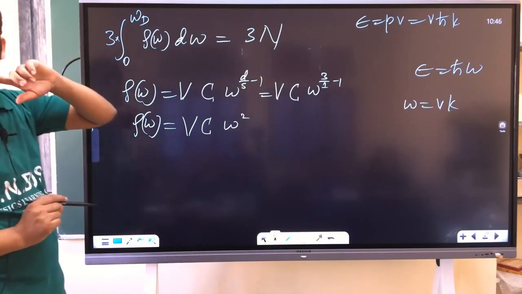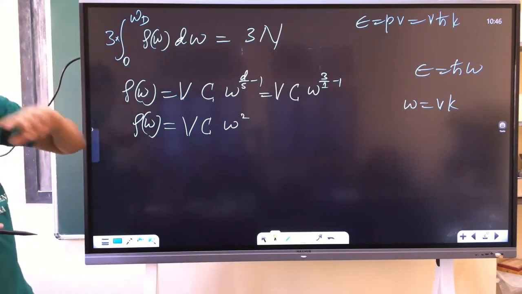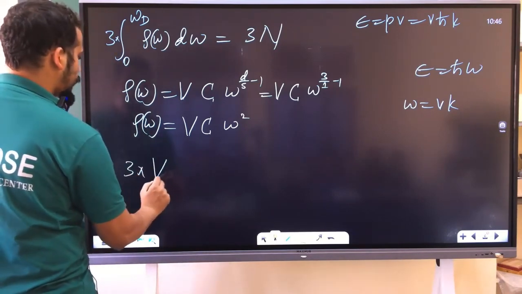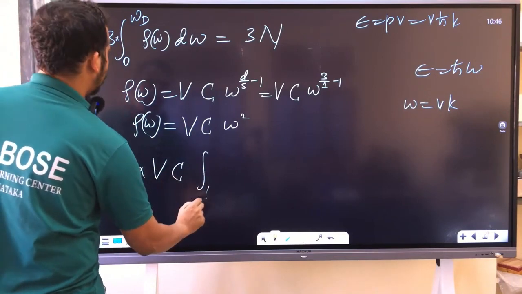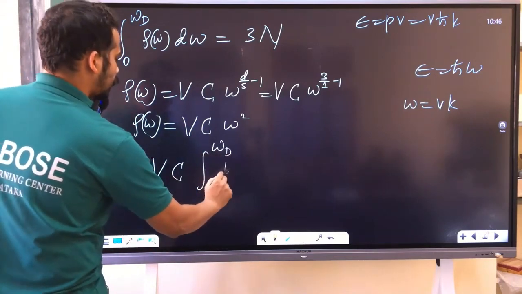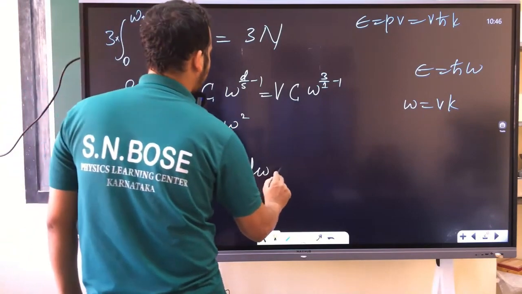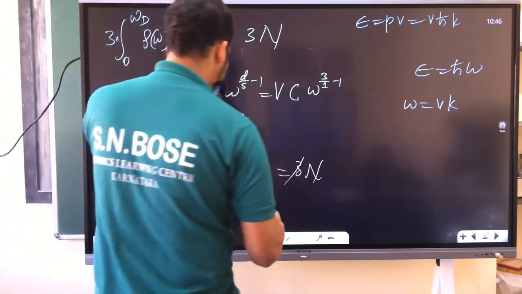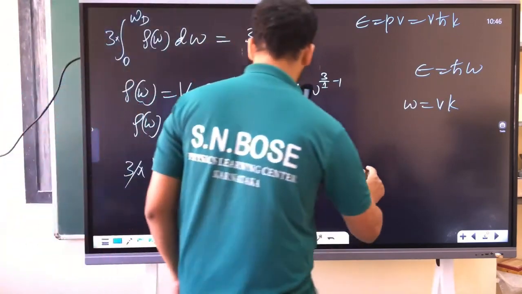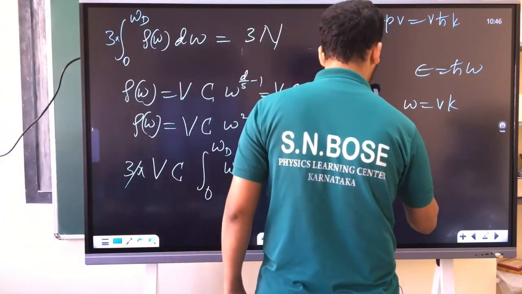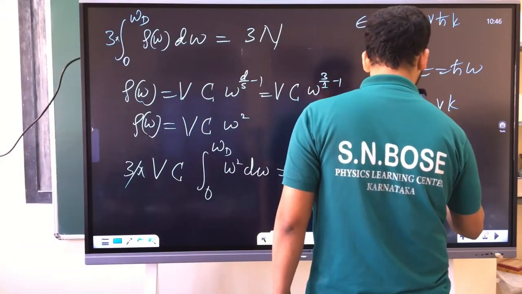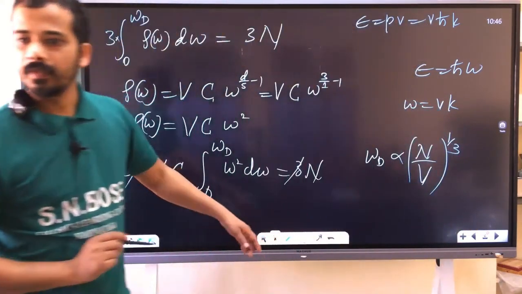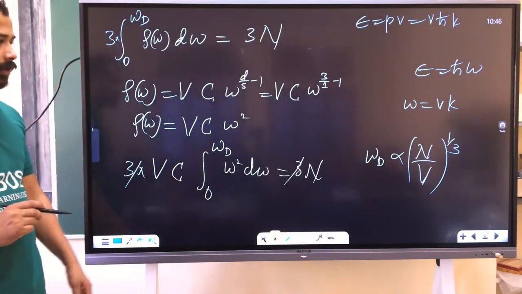anything missing? So keep track. 3 into volume term comes outside, constant comes outside, integral from 0 to omega D of omega square d omega is equal to 3 into N. This 3 got cancelled. I need omega cube by D, isn't it? That means omega D is proportional to N by V whole power 1 by 3. Am I right or not? Can you check that out? Am I right?